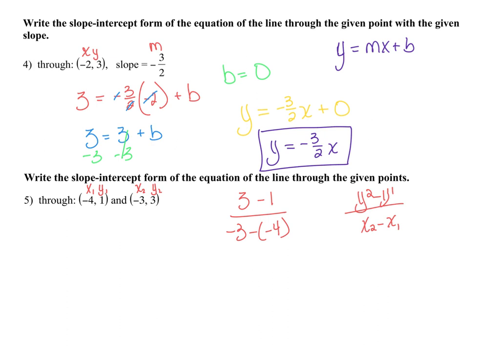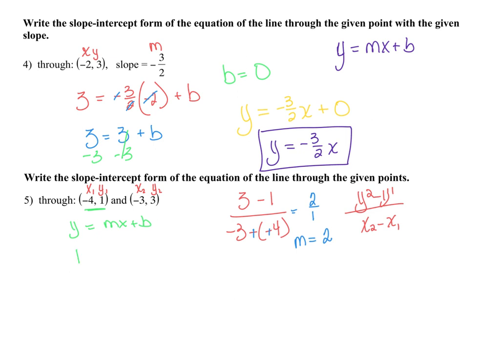And so when we subtract those, we get 3 minus 1 is 2. 3 minus a negative 4 is 1. So our slope value here is just 2. And then we're going to use either of these points in our y equals mx plus b. So we're going to say y equals mx plus b.